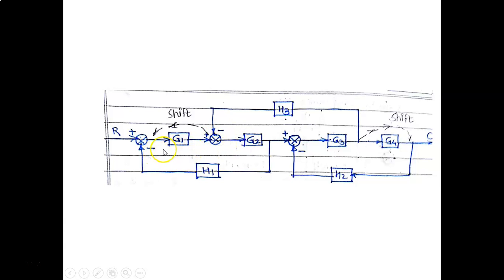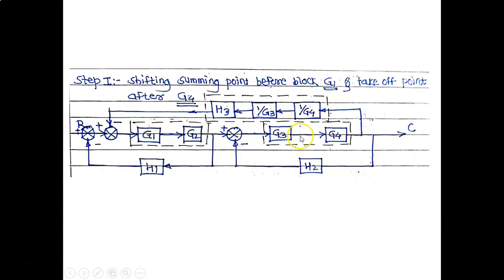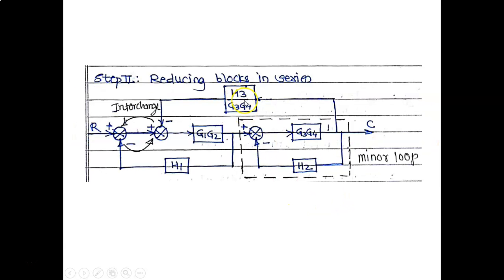This summing point we have shifted here. Therefore G1, G2, H3, 1 upon G3, 1 upon G4. Therefore G1, G2, G3, G4 are in series. These two are in series, these two are in series, and these three are in series. Therefore H3 divided by G3, G4, G1, G2, G3, G4.